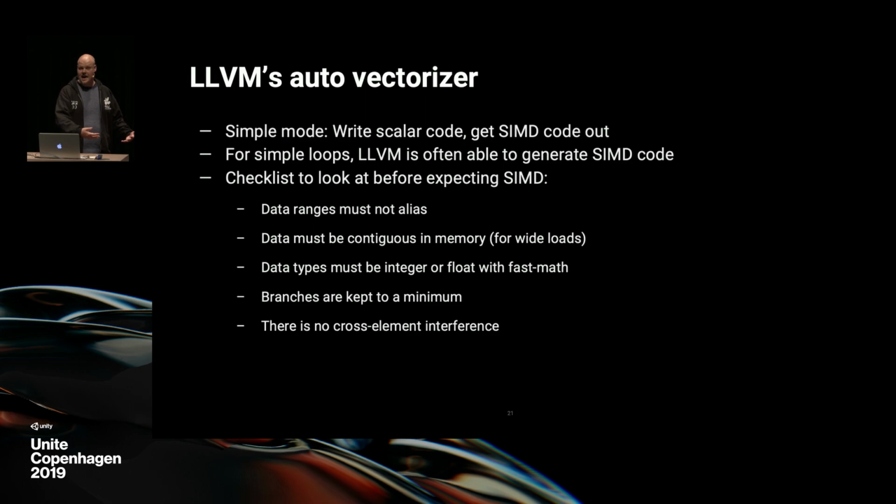So if you're banking on this to happen, here are some things you need to keep in mind. You have to make sure that things don't alias. If you have arrays that overlap each other in memory, the vectorizer will be like, oh, I don't know about this. Your data has to be contiguous in memory, so that the compiler can convert a scalar load into a wide load. The data has to actually be there. You want to make sure you're using either integers, or if you're using floats, you have to enable fast math options. The reason for this is that floating point arithmetic doesn't follow the same rules as integer arithmetic, so you have to let the compiler break those rules in order to generate SIMD code in many cases. You also want to make sure that you don't litter your loops with branches. And there are all these rules.